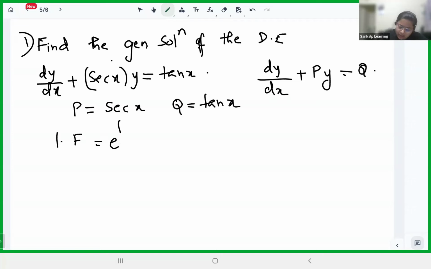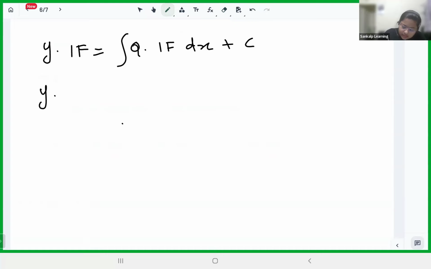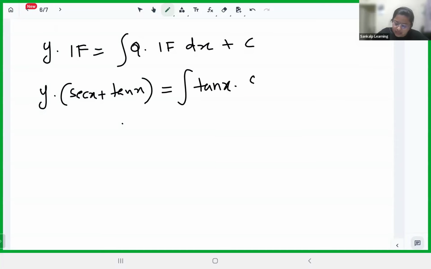Now what is the next step? We have got the integrating factor. Now the next step is y into integrating factor is equal to integral of Q into integrating factor into dx, plus c. So here y into integrating factor, we have got it as sec x plus tan x, equal to integral of, what is Q? Q is tan x, tan x into sec x plus tan x into dx plus c, right?